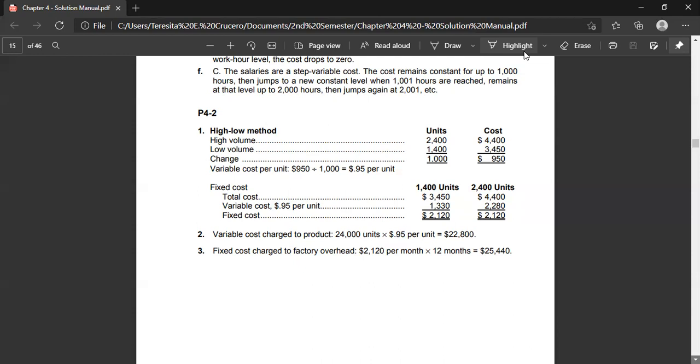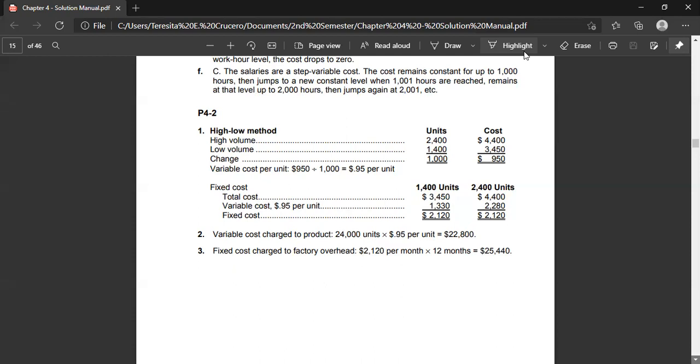Now, determining the fixed cost at a level of 1,400 units, the total cost is 3,450 as given. Then we deduct the variable cost equal to 0.95 cents per unit times 1,400. So again, the variable cost is 0.95 multiplied by 1,400 units. That gives a difference of 2,120. That's your fixed cost.